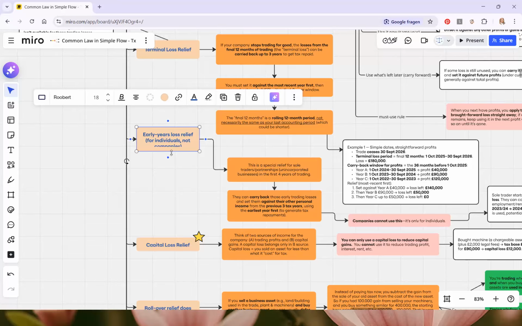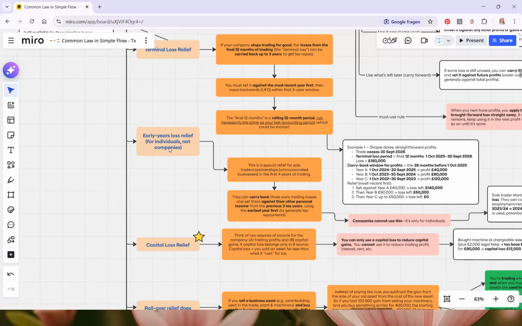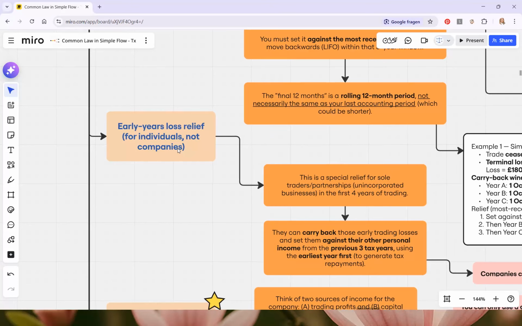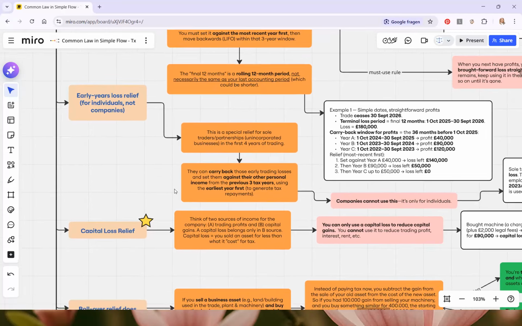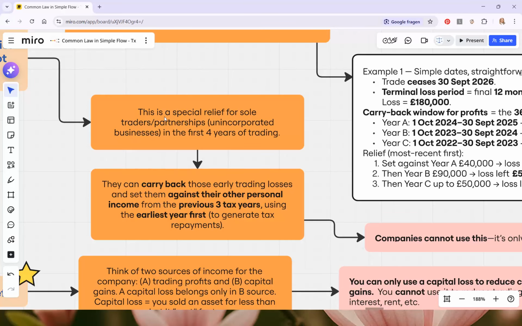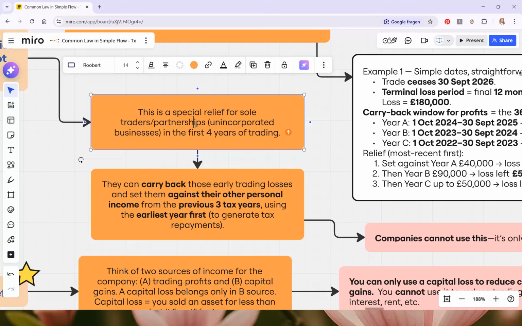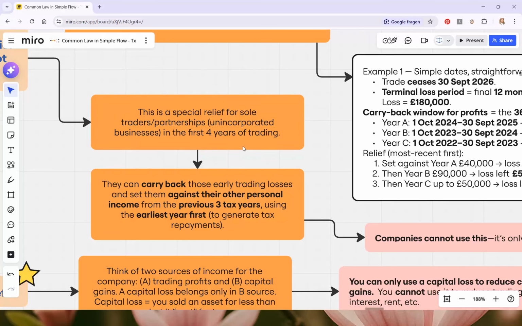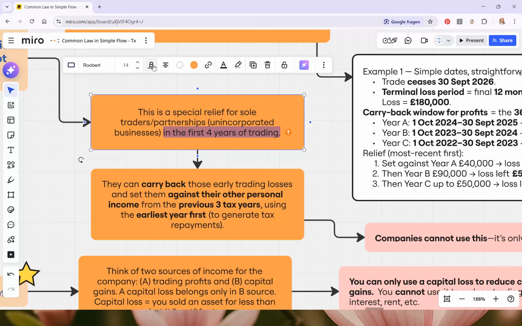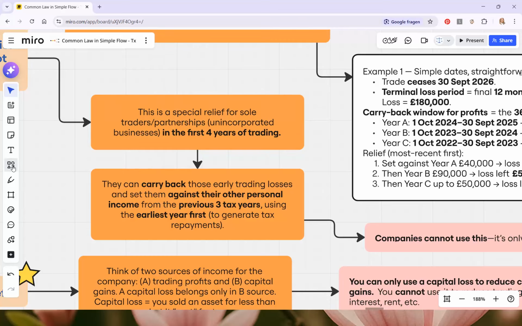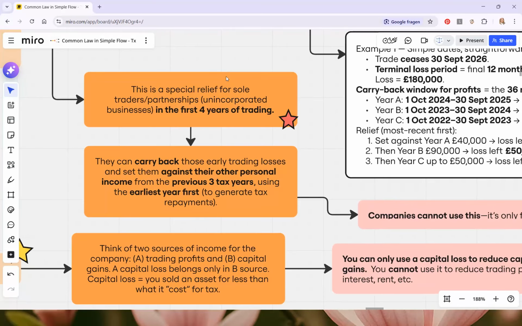Now let's see what is next in our step 2. Early years loss relief is for individuals, not for companies. This is a special relief for sole traders and partnerships, not incorporated businesses, in the first 4 years of trading. This is important information to remember. This is for the first 4 years of trading.